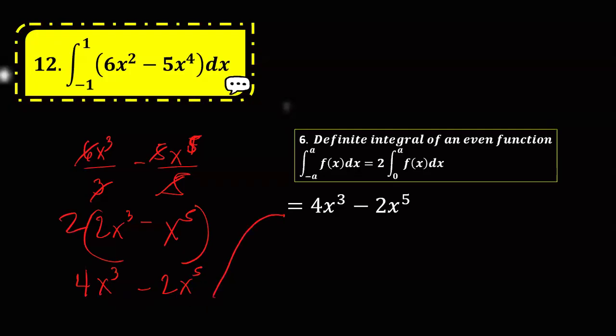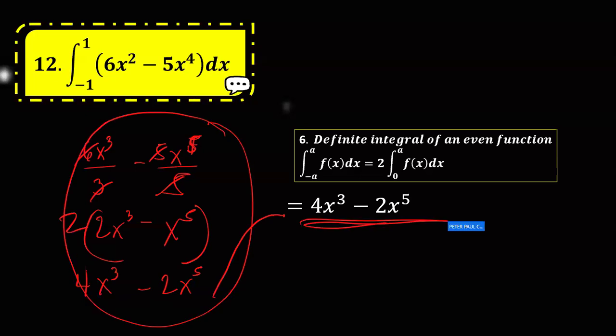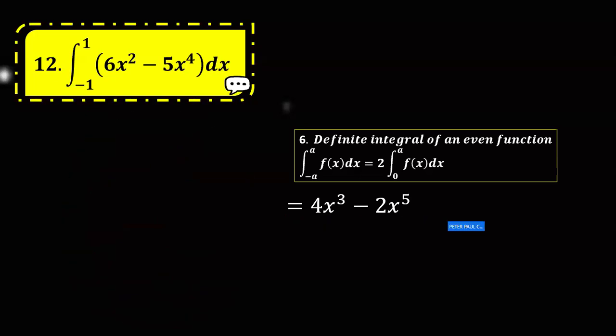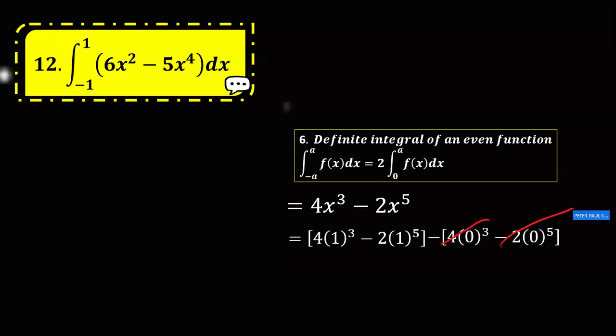Anyway, we don't need this part of the solution, only this one. For the next line, we will apply the fundamental theorem of calculus. So we will replace 1 minus 0. So everything here will be 0. So the answer becomes 2.